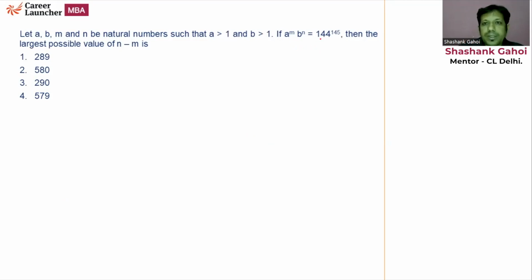Okay. So I'm first going to factorize this. So 144 can be written as 2^4 · 3^2, that's 12 squared. So this is this power 145. So I can say that it is a^m into b^n should be equal to this. So this is going to be equal to 2^580 into 3^290. Now this is a^m into b^n.